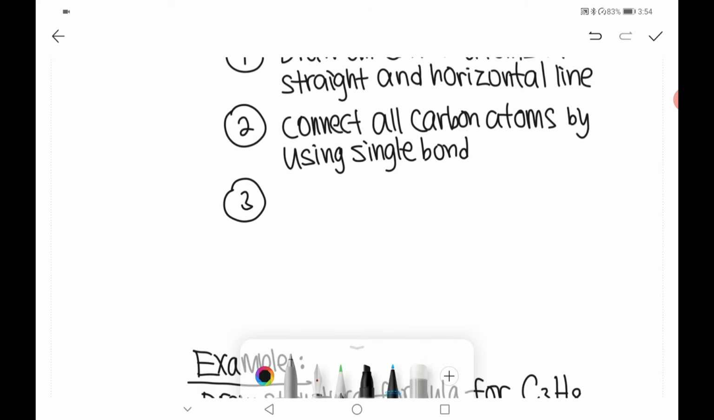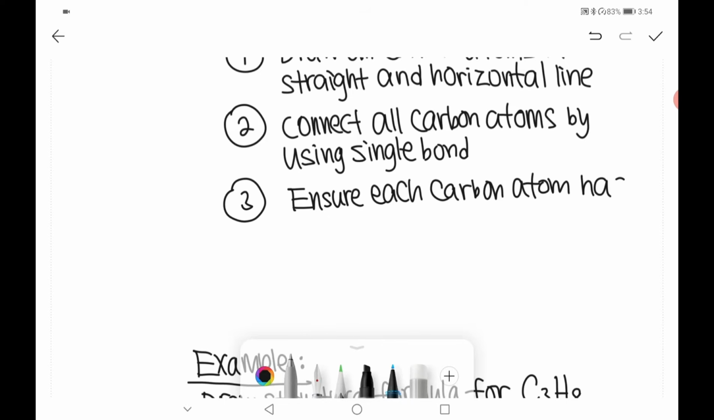After that, you must ensure, ensure means make sure, each carbon atom has a magic number. This magic number is very important. 4. All the carbon must have 4 bonds. Cannot be more, cannot be less. Carbon must have 4 bonds only.